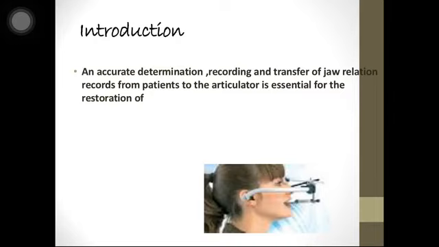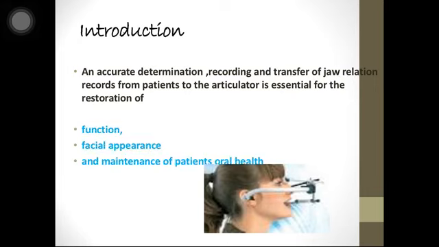Basically, orientation jaw relation is an accurate determination, recording and transfer of jaw relation records from patient to the articulator, which is essential for the restoration of teeth. There are restoration of function, restoration of aesthetics, and restoration or maintenance of patient's oral health.